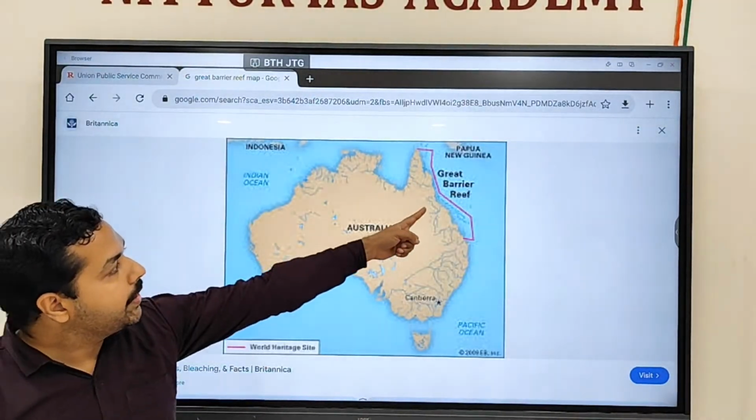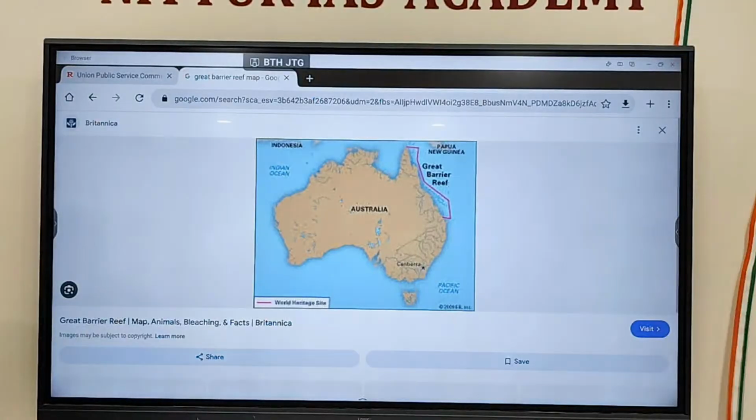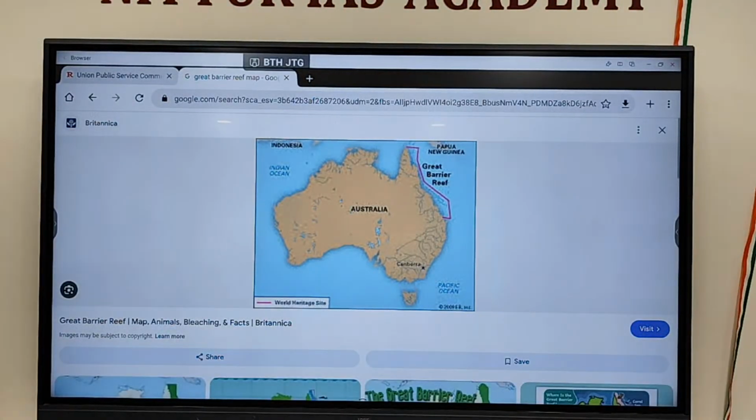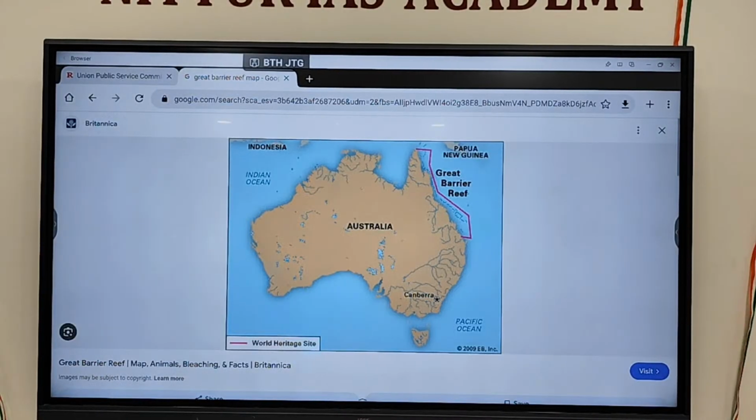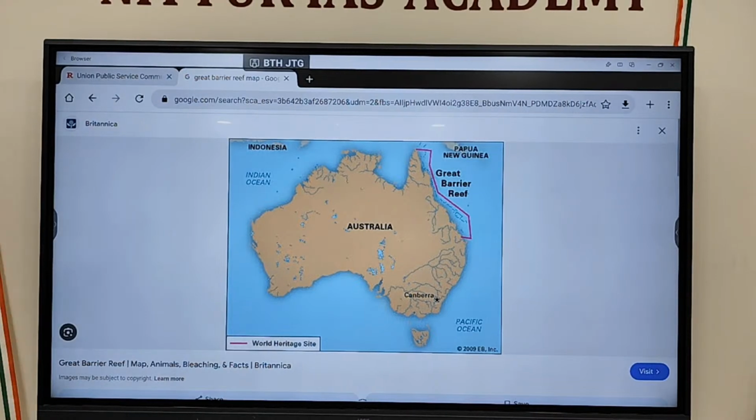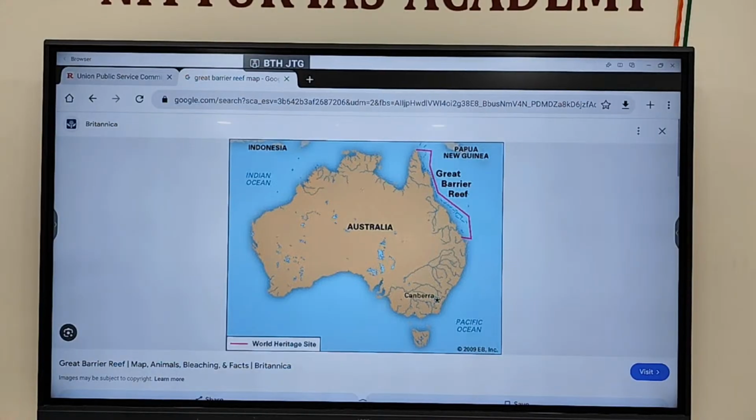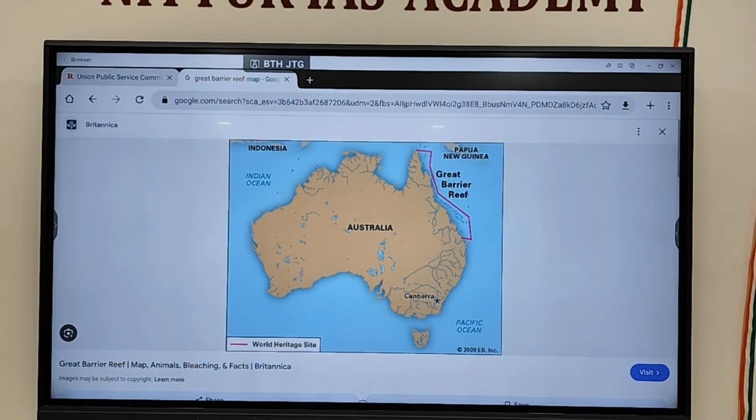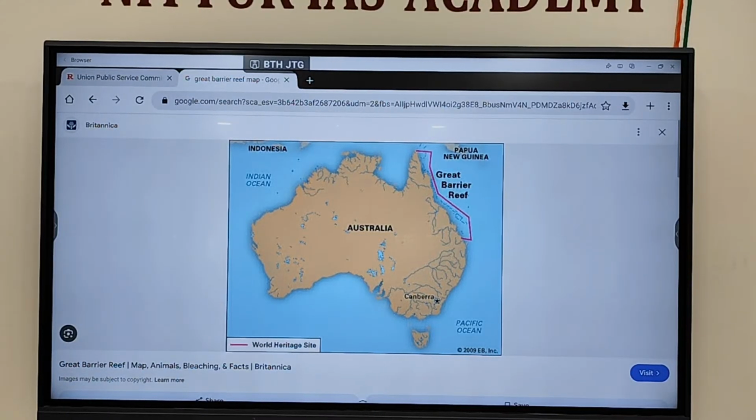What are you finding over here on the coast of Australia? What is written? Great Barrier Reefs are written. So where do you find the coral reefs, or barrier type of reefs? The best example of reefs is the Great Barrier Reef, which is found where? It is found in the northeast part of Australia. So just note down this example: the Great Barrier Reef, found in the northeastern part of Australia, is the best example of coral reefs.